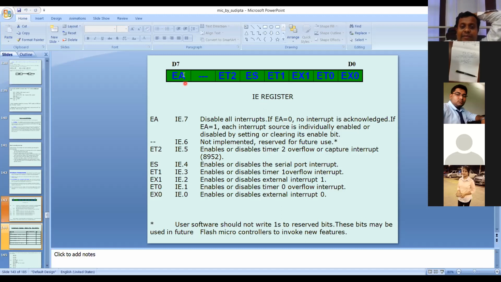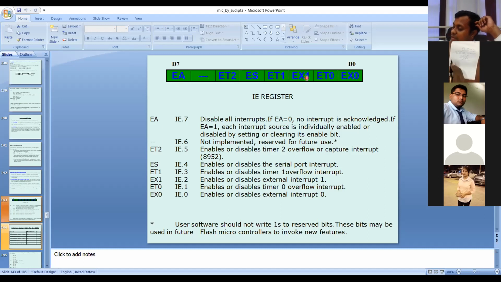EA is just like a main switch. If EA is 0, all the functions are deactivated. Whether you give 1 or 0 here doesn't matter, nothing will work. So this is just like a main switch. If you give it a 1, meaning on, then the individual bits will be working, otherwise not. Okay, sir, how many interrupts are there?